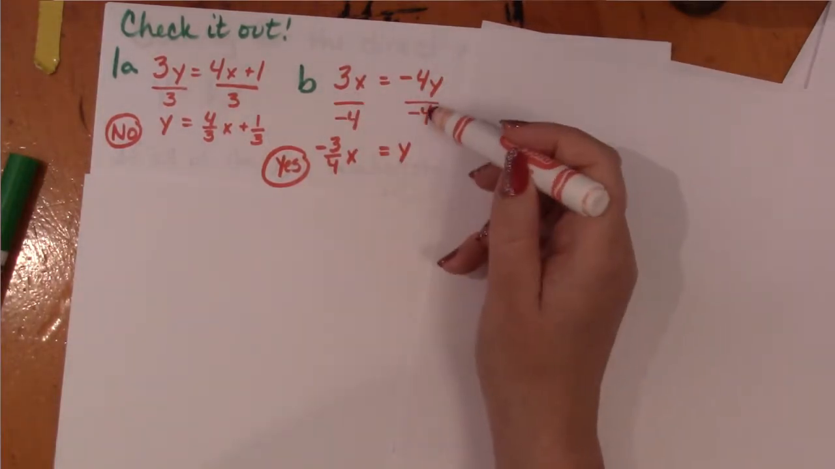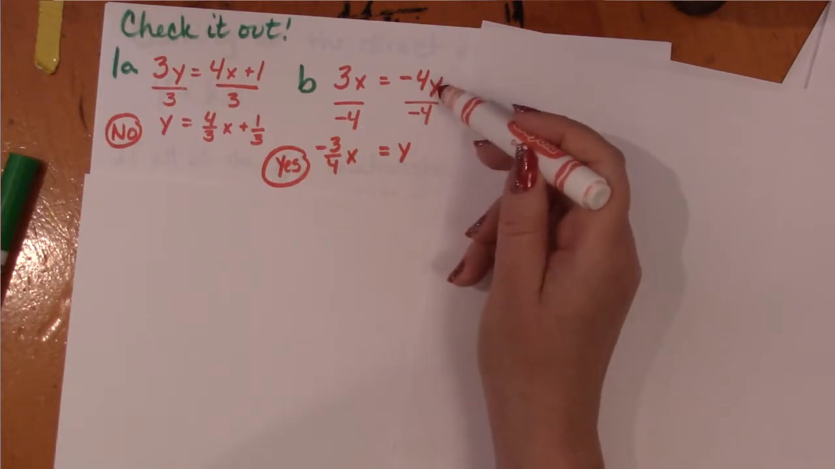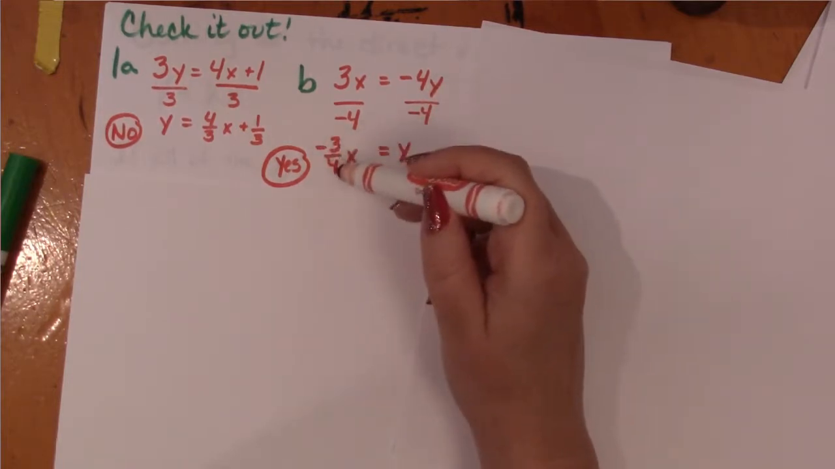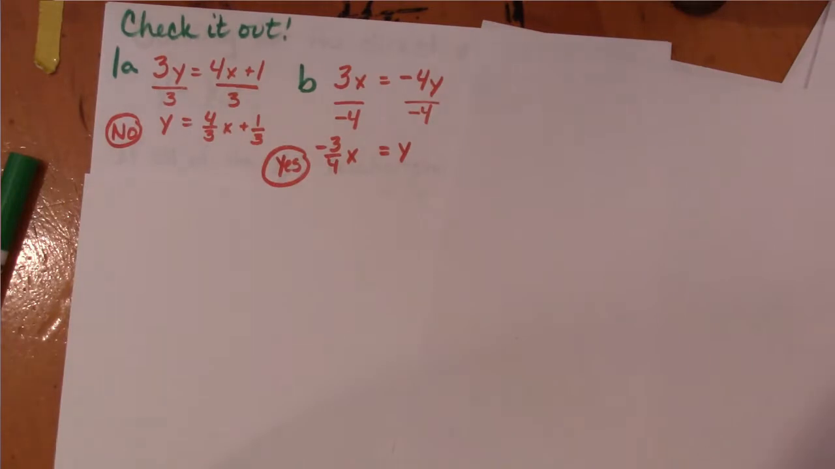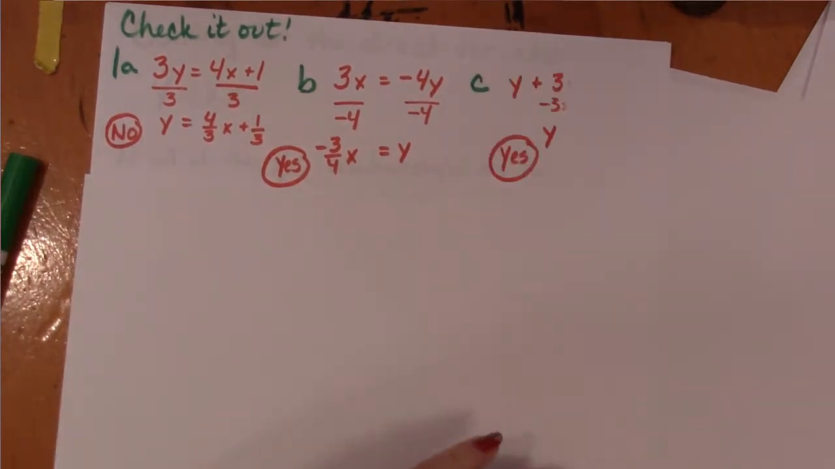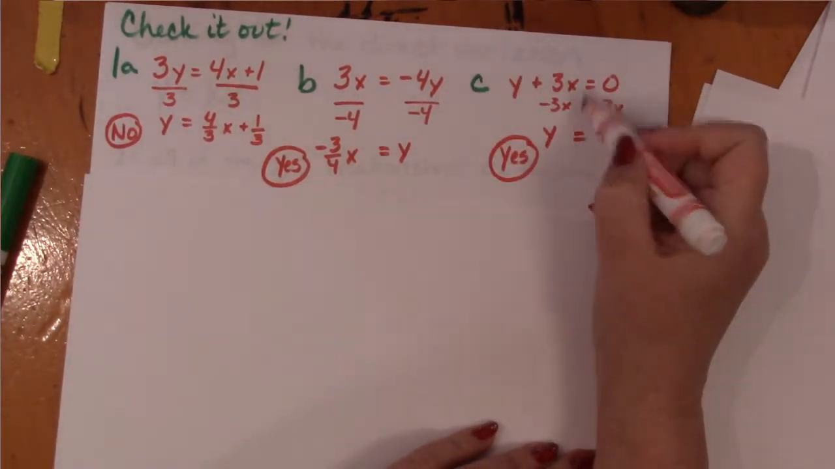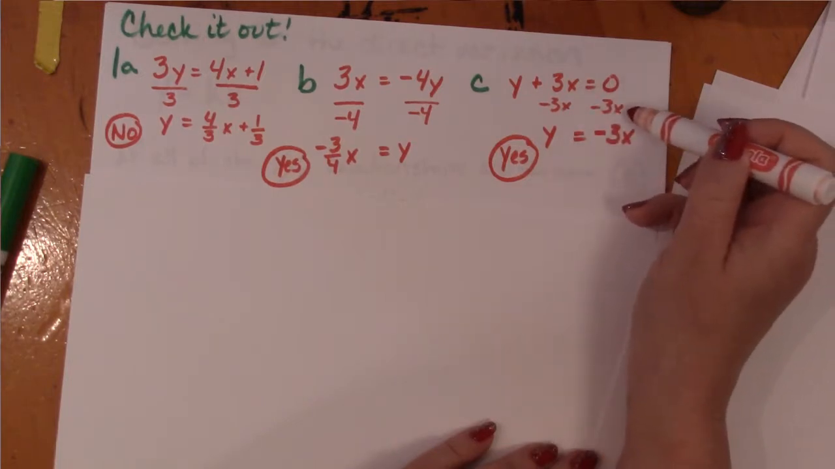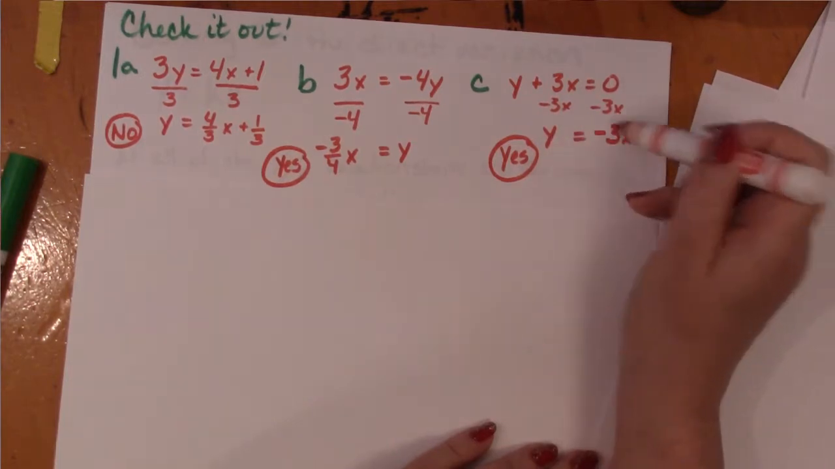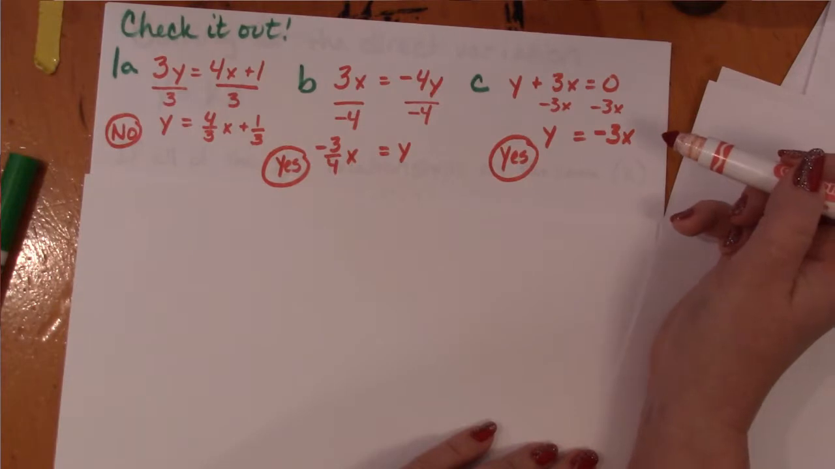If I divide each side by the negative 4 that's in front of my y, I get y equals negative 3/4 x, so yes, k equals negative 3/4, and then C is also a direct variation. Subtracted 3x from both sides to get y equals negative 3x, and k equals negative 3.